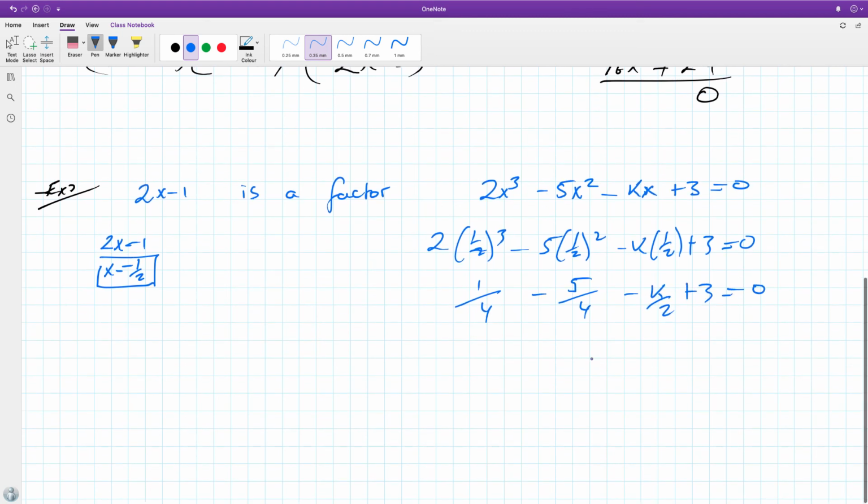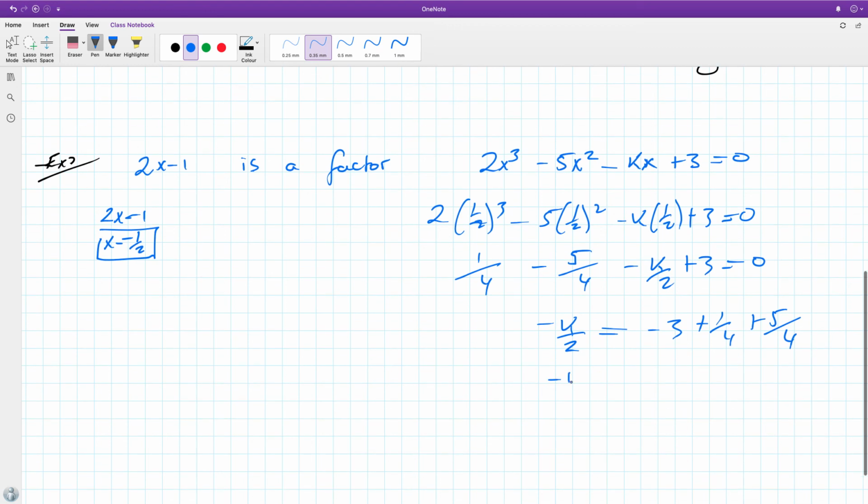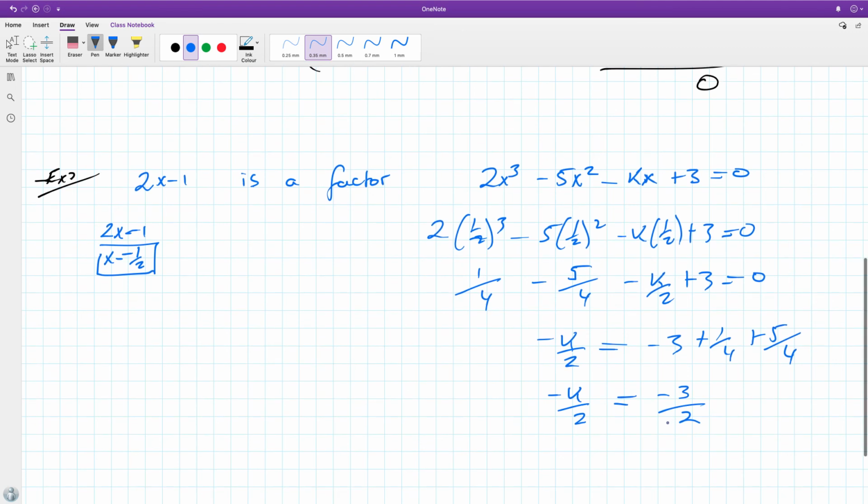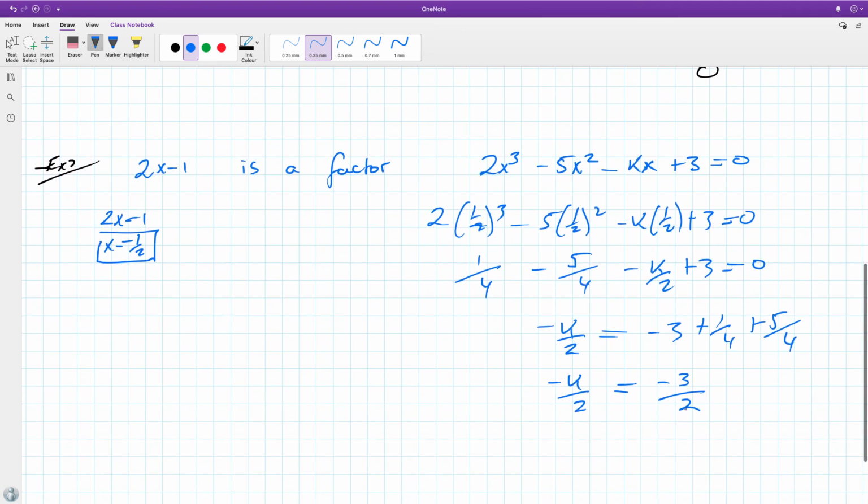Are you happy with that? Minus k over 2 is equal to minus 3 plus 1 over 4 plus 5 over 4. Minus k over 2 is equal to minus 3 plus 1 over 4 plus 5 over 4, which is minus 3 over 2. Where am I going wrong? Yeah, it should be minus 1 over 4. Thank you.